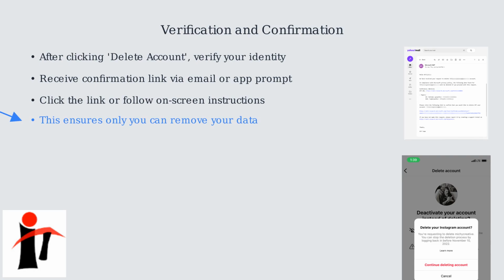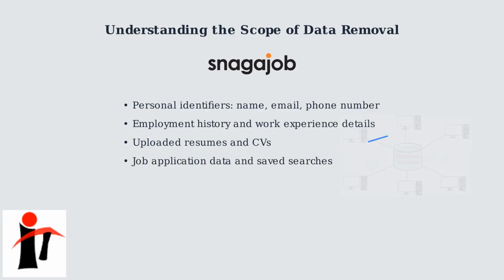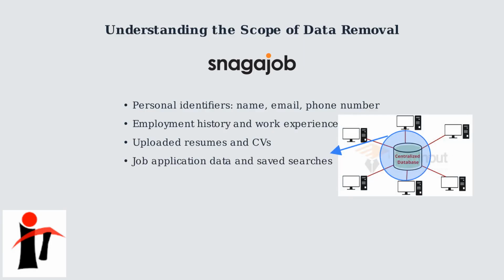This verification step is crucial to ensure that only you, the account holder, can permanently remove your data, protecting against unauthorized deletions. When you delete your Snagajob account, the platform removes specific data from their servers. This includes personal identifiers such as your name, email address, and phone number. Your employment history, including work experience details and past positions, gets erased. Any resumes or CVs you've uploaded are also deleted. Additionally, all job application data and saved searches stored on Snagajob's systems are removed.